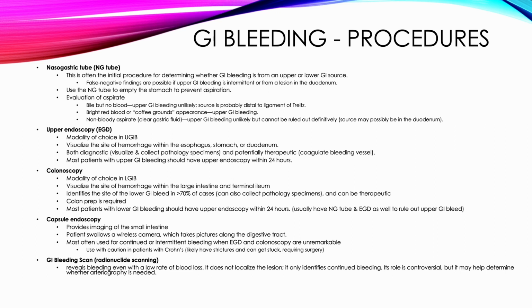There's that GI bleed scan, the radionucleotide scanning. These can detect really, really small bleeds. And, you know, it's controversial whether or not an arteriography is needed after this, but it is another tool that we can use to determine where it is. Again, angiography is reserved for patients who really cannot tolerate endoscopy.